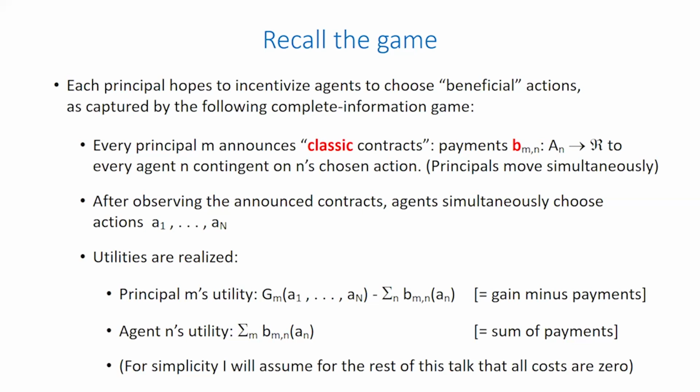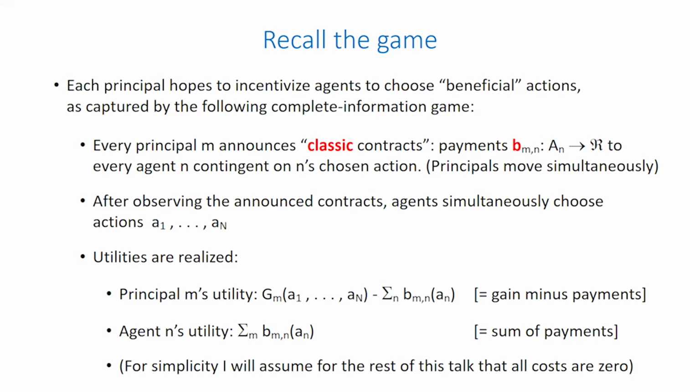And so the B stands for bids, because of my motivation of first price versus second price auctions. You could think of it as the maximal willingness to pay, or in the case of a classic contract, this is actually how much they will pay. And then after observing the contracts, the agents simultaneously choose the actions.